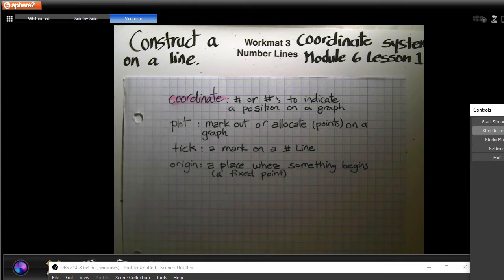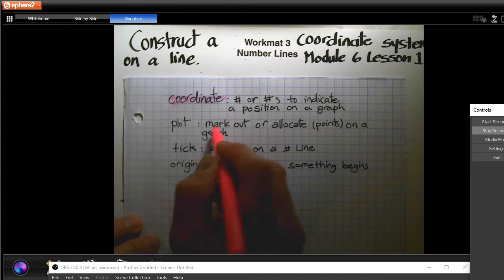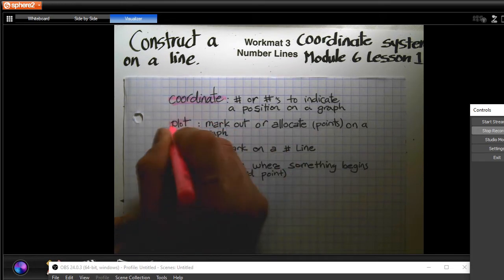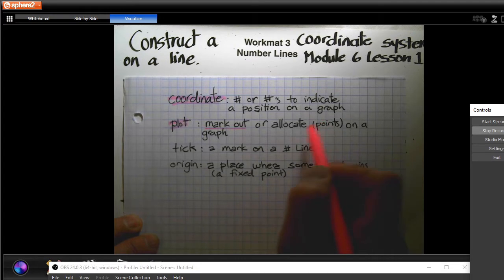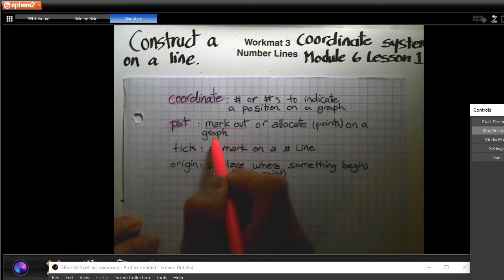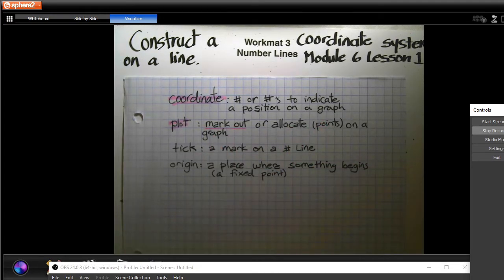Okay, and what is a plot? A plot is a mark out. Let me underline this. A mark out or allocated. That means points on a graph. That's what a plot is. You're going to be reading this on your specific homework when you do this information.